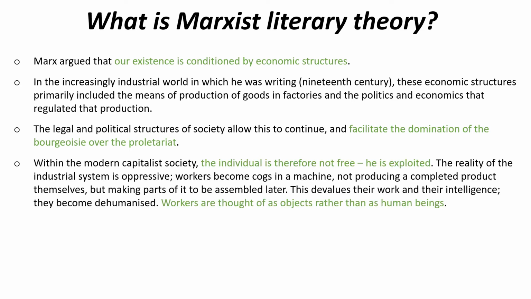And within the modern capitalist society, the individual is therefore not free. He is exploited at all levels. And the reality of the industrial system is oppressive. So the workers, for example, become cogs in a machine. So Eva Smith is just part of a machine, and her individuality has no importance whatsoever to Mr. Birling and to the system that he symbolises within that play.